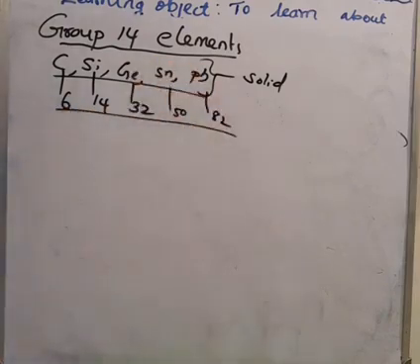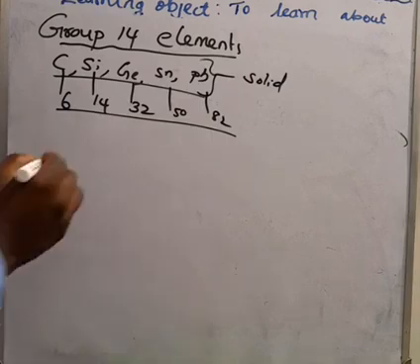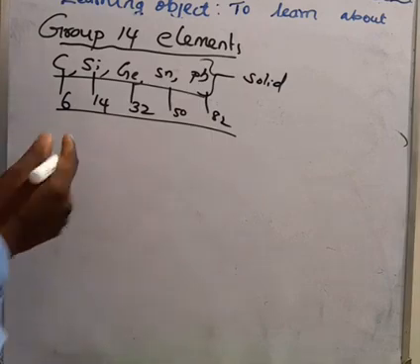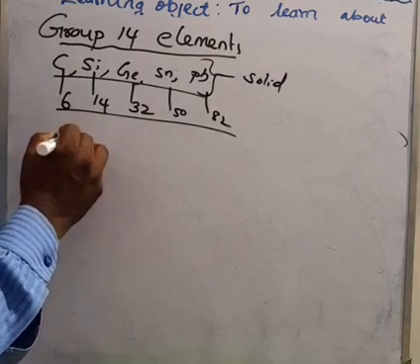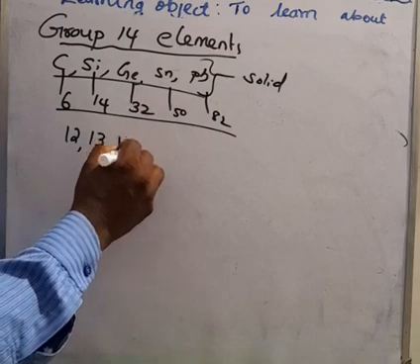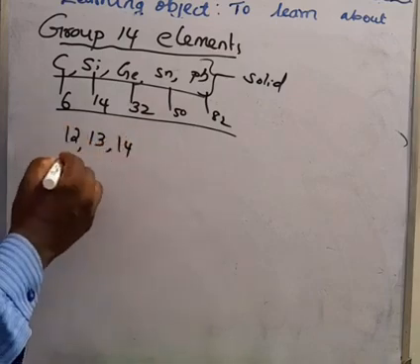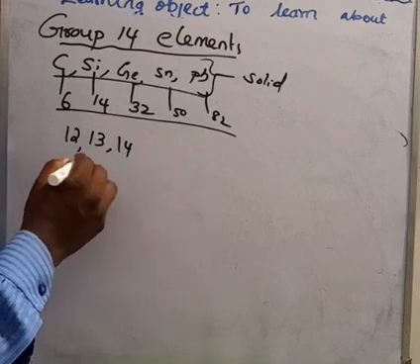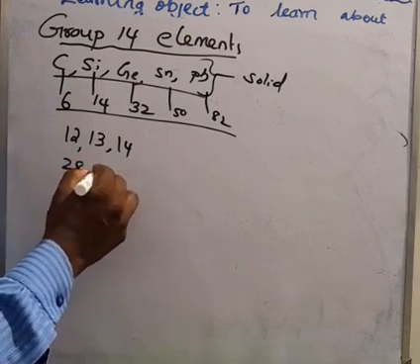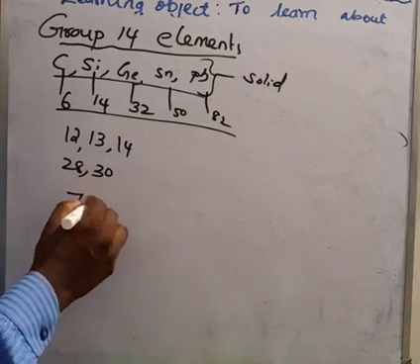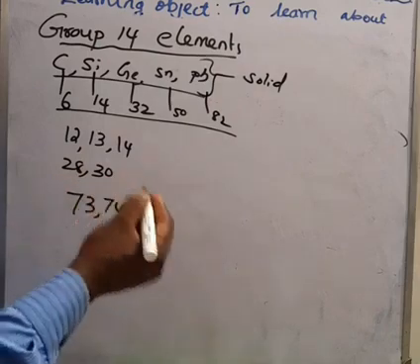Next, the isotopes of the p block elements in group 14. Carbon has three forms: carbon 12, carbon 13 and carbon 14. Silicon exists as two isotopes, silicon 28 and silicon 30. Germanium also exists as isotopes, germanium 73 and 74. Tin and lead exist in a single form.